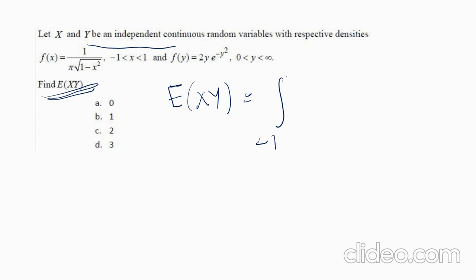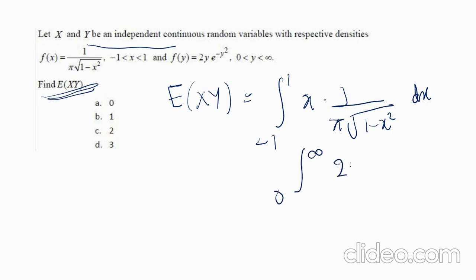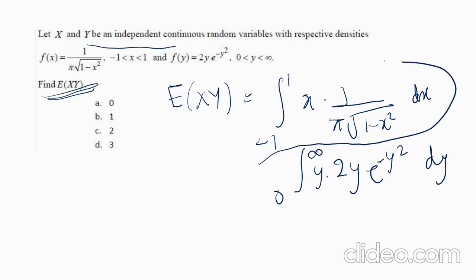So we can write it as the integral from minus 1 to 1 of x times 1 upon pi root 1 minus x square dx, and then the integral from 0 to infinity of 2y e to the power minus y square dy. Now, either you can do the whole process to solve this, first integrating this and then integrating this, or you can simply understand that this given here is an odd function.